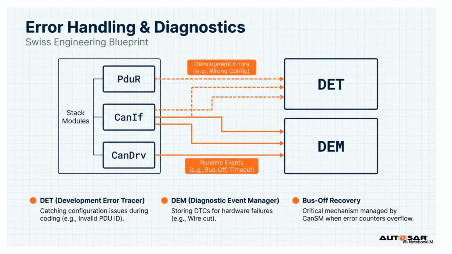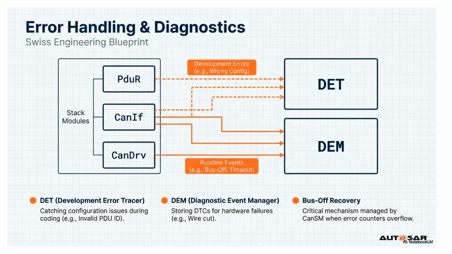The Development Error Tracer (DET) is the central hub for catching software-based issues early during the coding and integration phases, such as an invalid PDU ID or an incorrect API configuration. When a module reports a development error to the DET, the program flow may terminate or trigger an ECU reset to prevent unpredictable behavior. For field operations, the Diagnostic Event Manager (DEM) takes over, processing and storing diagnostic trouble codes (DTCs) and associated freeze-frame data when hardware-related failures, such as a cut wire or sensor failure, are detected. These events are stored in non-volatile memory for later repair actions in service garages.